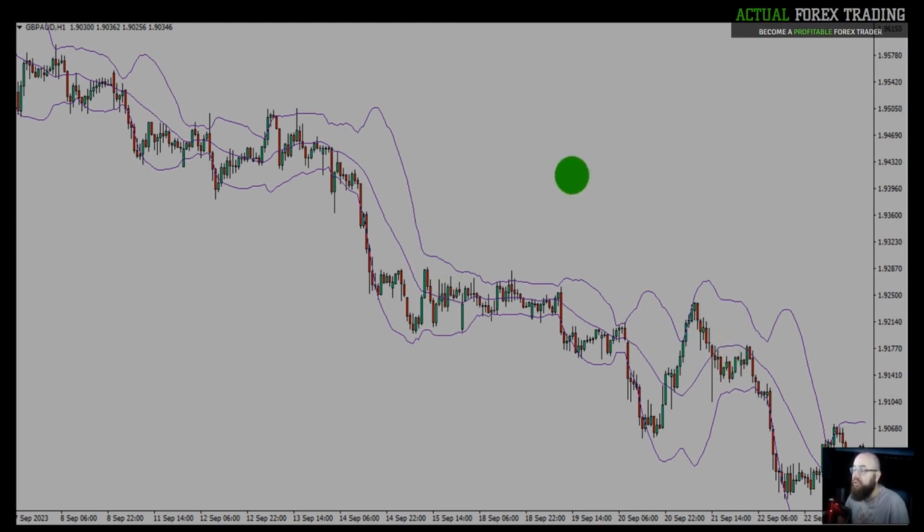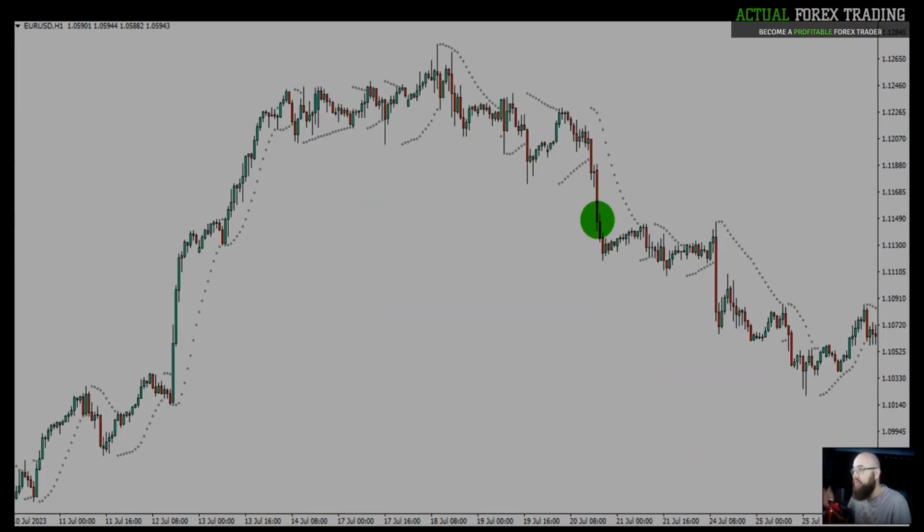I personally don't use Bollinger Bands. They're used more commonly in stocks than Forex, but you might really like Bollinger Bands and you might find a use for them. This is the Parabolic SAR. This is another indicator that signals momentum.